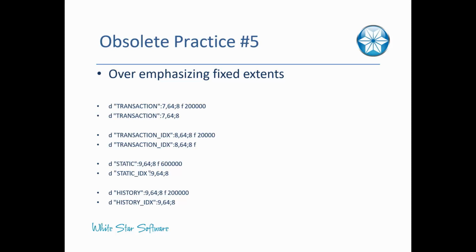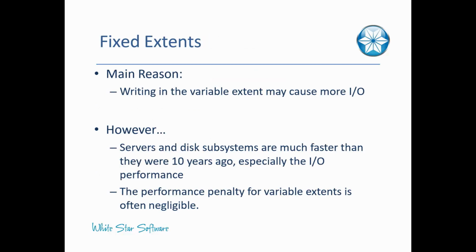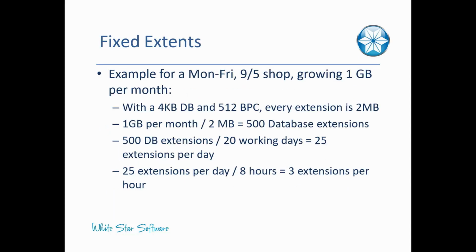Another obsolete best practice: overemphasizing the fixed extents. Putting extra effort into always making sure you never get out of your fixed extents. The main reason for that is that writing into the variable extent carries an IO penalty. But since then, these subsystems are a lot faster than they were a long time ago, so the performance penalty on writing to the variable extent is usually pretty negligible.